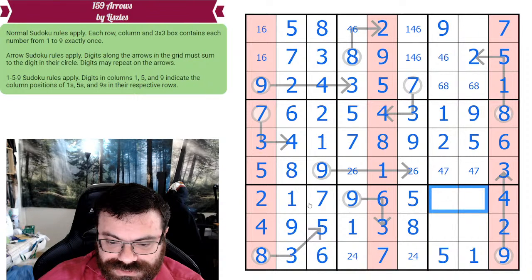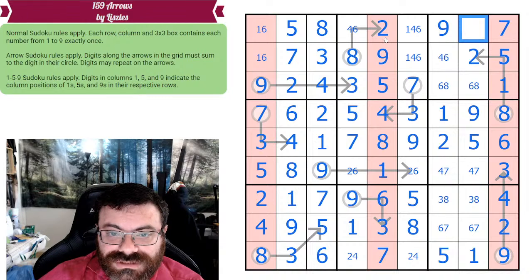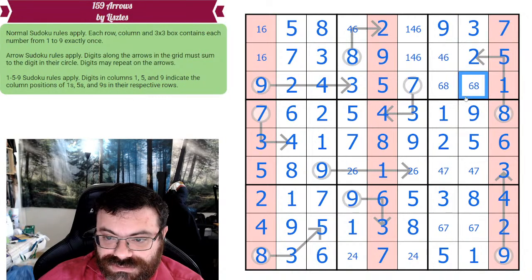This is, let's see, 1, 2, 3, 8. And this is, let's see, 1, 2, 3, 4, 5, 6, and 7. Nothing. What's this one then? Oh, this is a single. Looks like a 3 to me. That should resolve all of this.